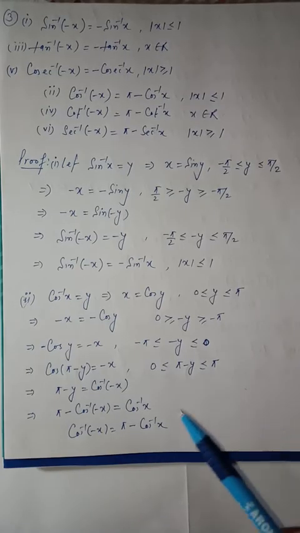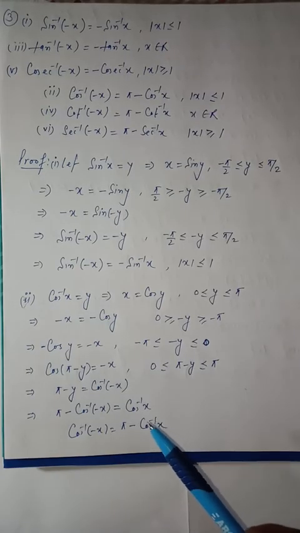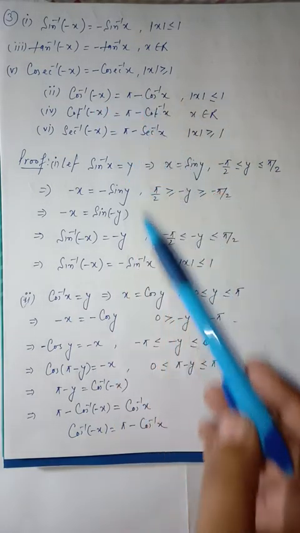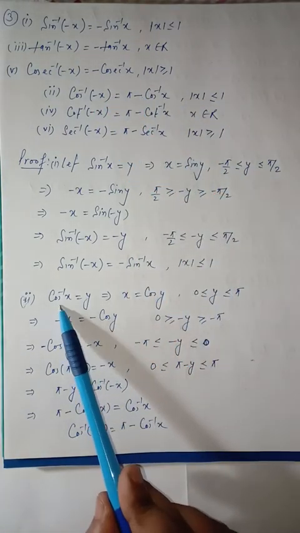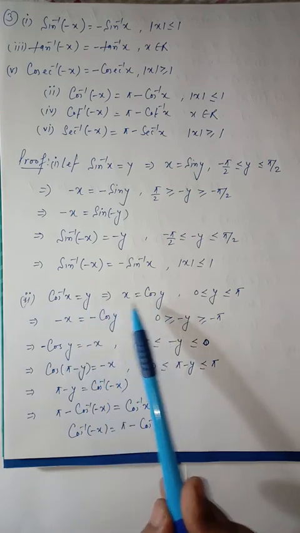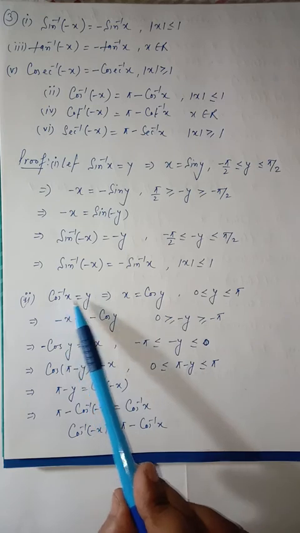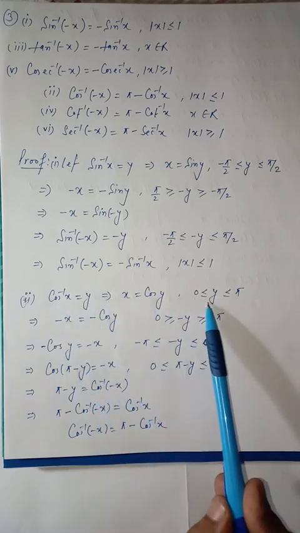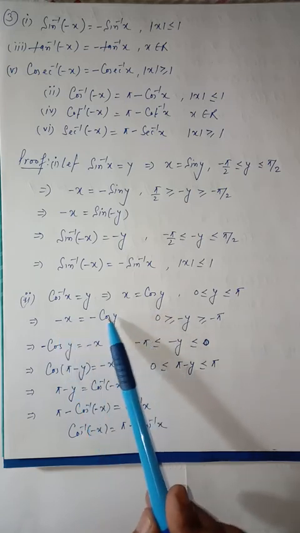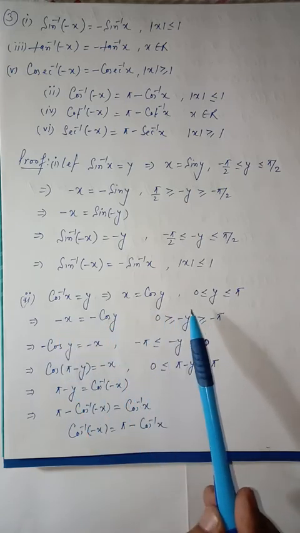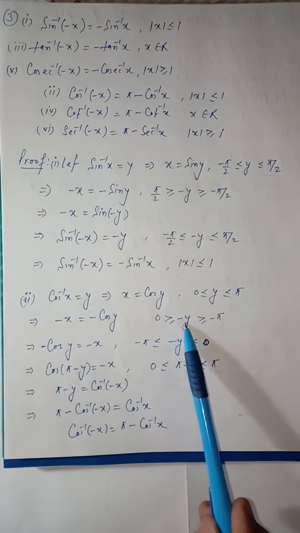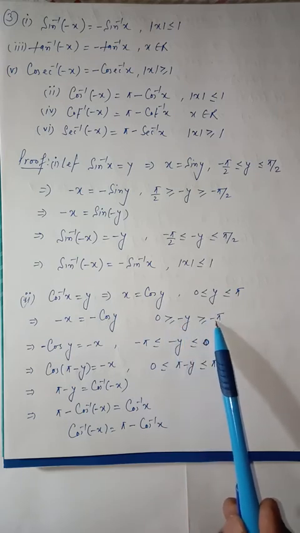We can also prove this formula for cos. Suppose we want to prove this formula. So assume this cos inverse x is y, so x will be cos y, and we already know the range of cos is from 0 to pi. So what will be minus of x? It will be minus cos of y. Please see here, when we multiply by minus, this sign will change. So minus y will be from minus pi to 0.